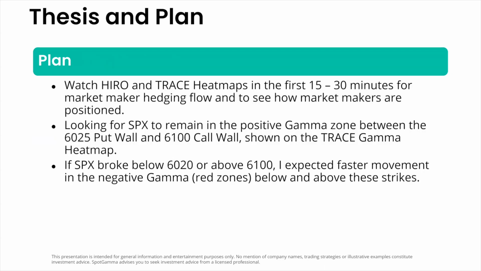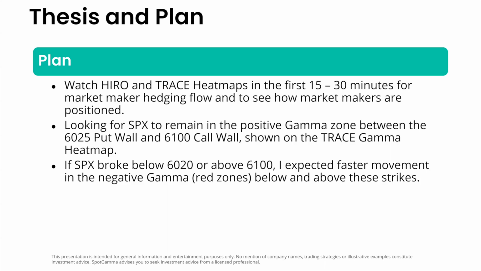I plan to watch HIRO and TRACE heat maps in the first 15 to 30 minutes for market maker hedging flow and to see how market makers were positioned and how those positions were changing. I was looking for SPX to remain in the positive gamma zone between the 6025 put wall and the 6100 call wall, shown on the TRACE gamma heat map.